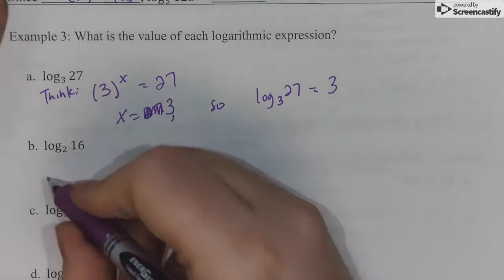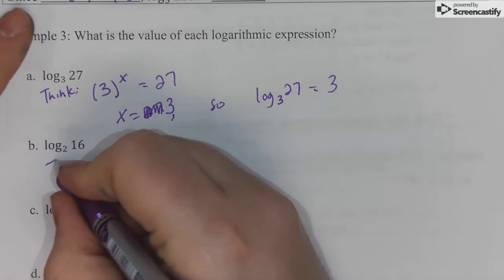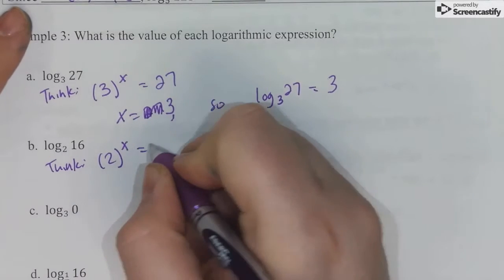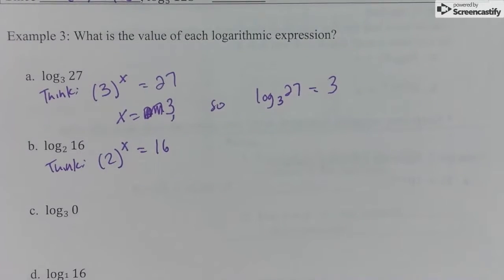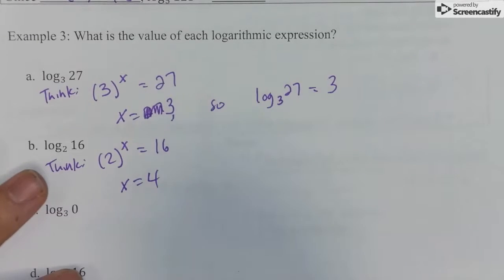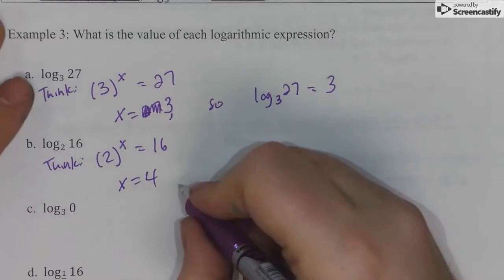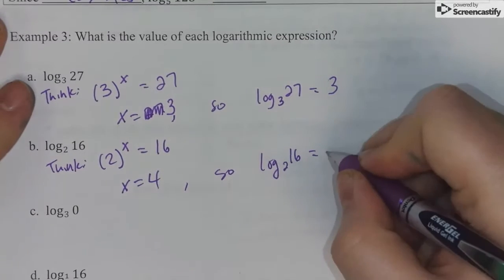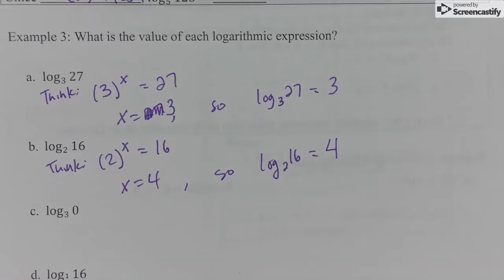Let's do part B. Log base 2 of 16. What you would want to think is 2 to some power x is 16. So you would run through your list and test 1, 2, 3, those various values for x, and what you would find is that x equals 4. So 2 to the power of 4 gives you 16. So log base 2 of 16 is 4, because 2 to the 4th power gives you 16.